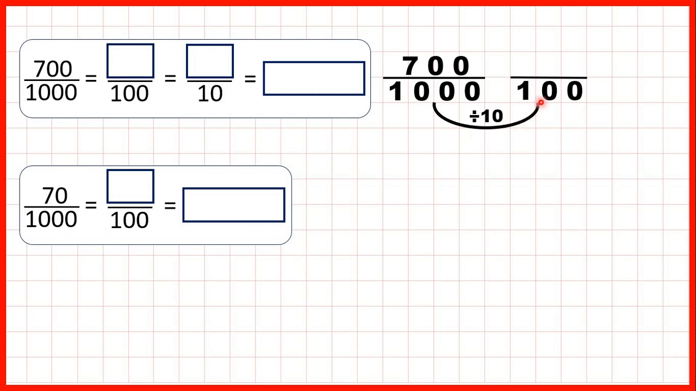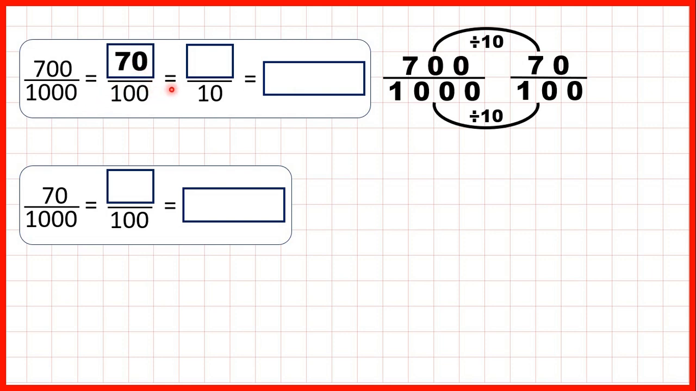1000 divided by 10 is 100, and when we're finding equivalent fractions, what we do to the denominator, we do to the numerator as well, and 700 divided by 10 is 70. So 700 thousandths is equivalent to 70 hundredths.